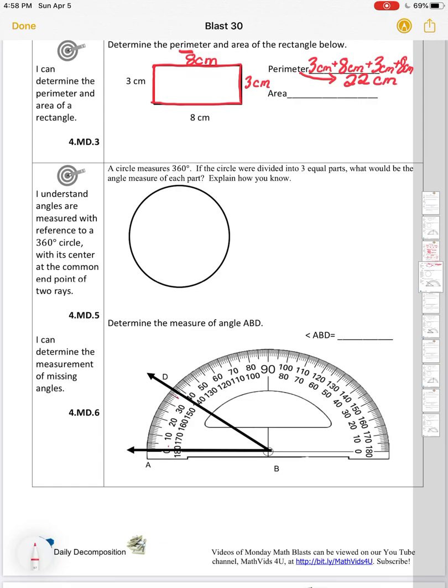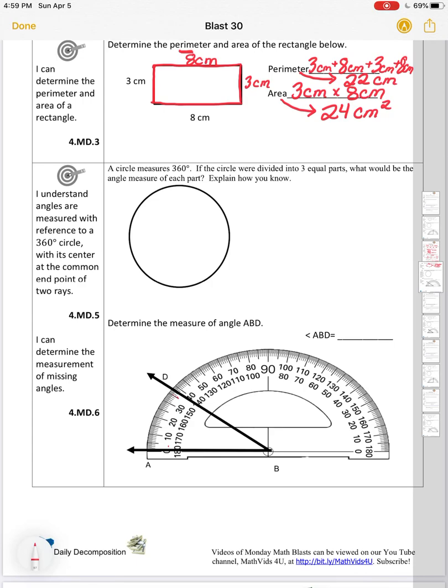But I also then moved to learn that area for any rectangle is the length times the width. That would give me the number of squares that is created inside of that box, that rectangle. And so I'm going to say the area is 3 centimeters times 8 centimeters. And that's 24 centimeters squared. And so the area is equal to 24 centimeters squared.